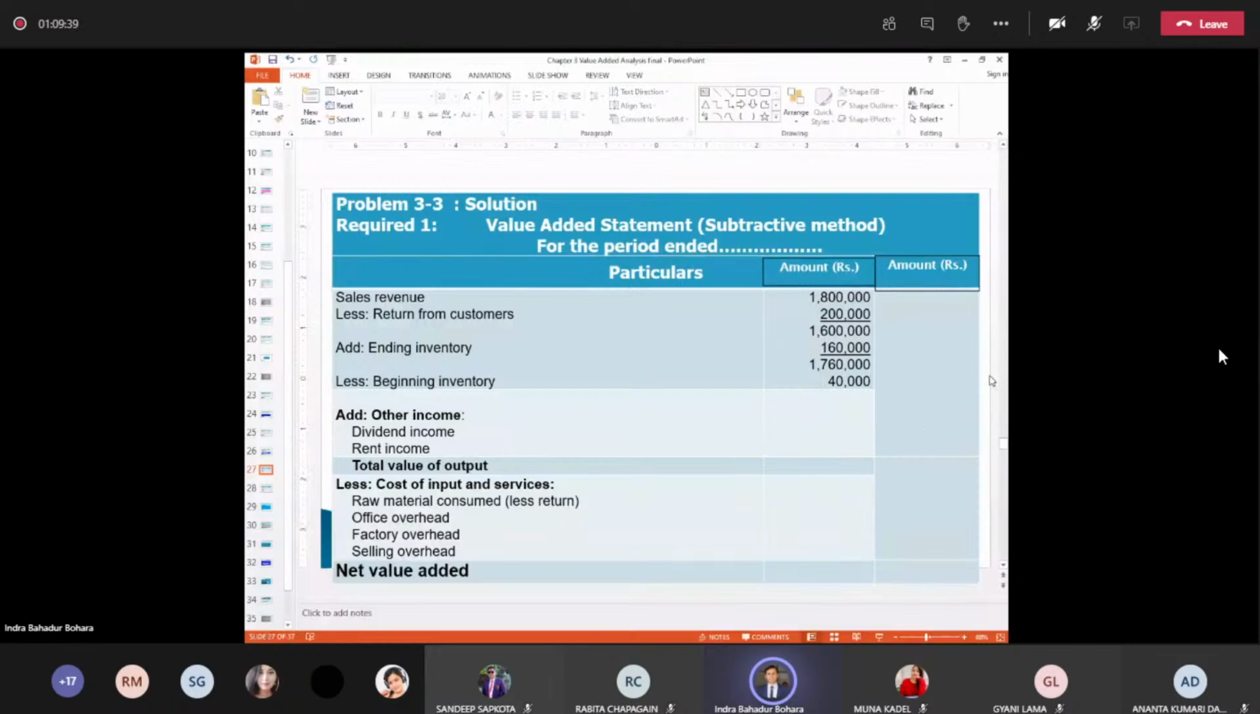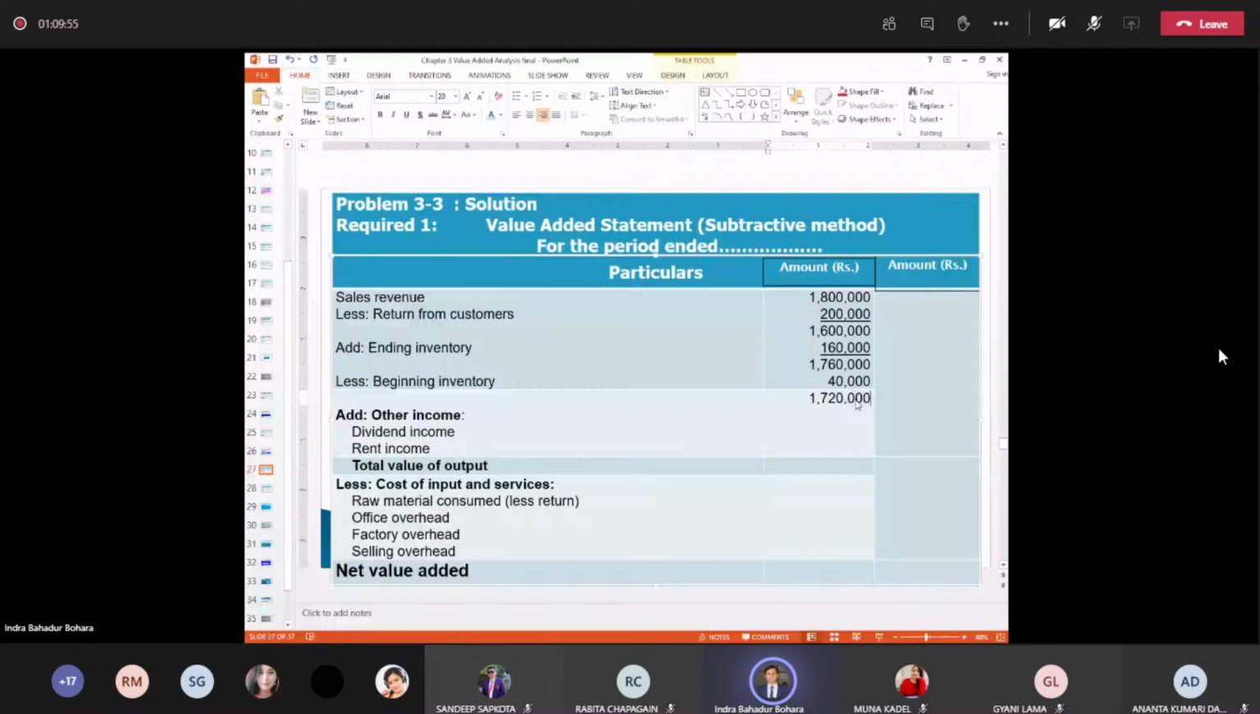Now you deduct and write down in the amount column, or you directly add the other income. I think other income is given. Yes, other income is given. So this is 17 lakh 20,000. Write down just below 40,000. Add other income.